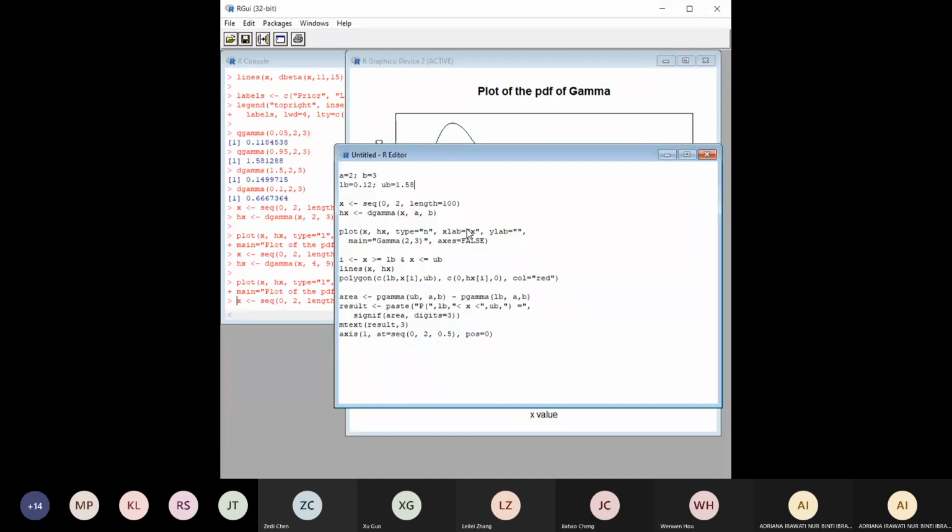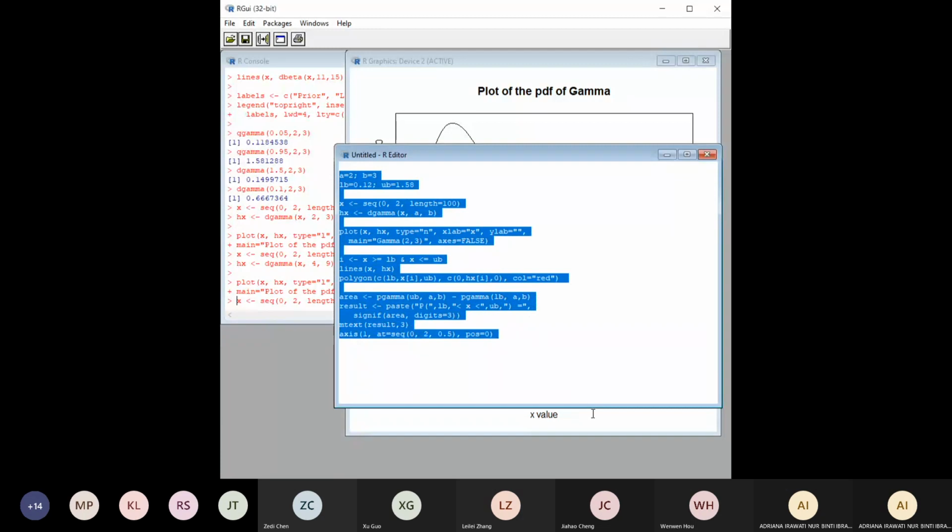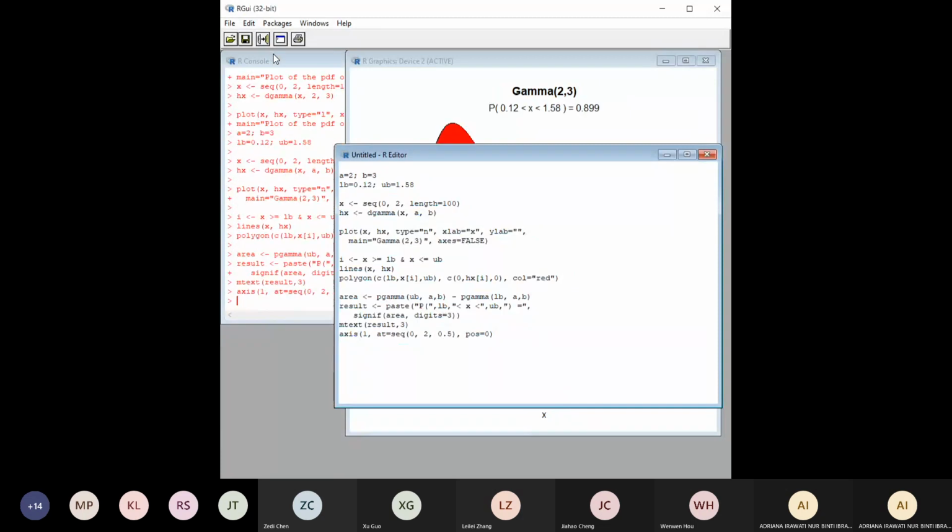All right. So you can see over here, change the gamma function, and you have the polygon. So it should be your hx for the upper limit and lower. This is the upper limit. Okay, and then you can see that the area is actually the probability of x less than the upper limit minus the probability of x less than the lower limit. And that is the area under between the two limits.